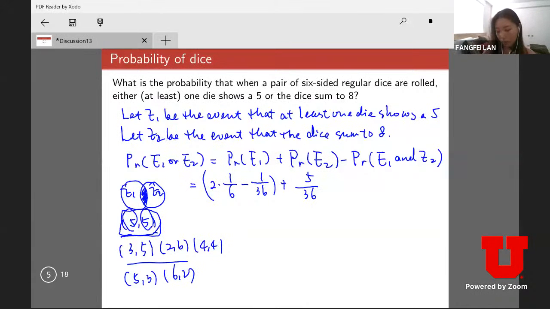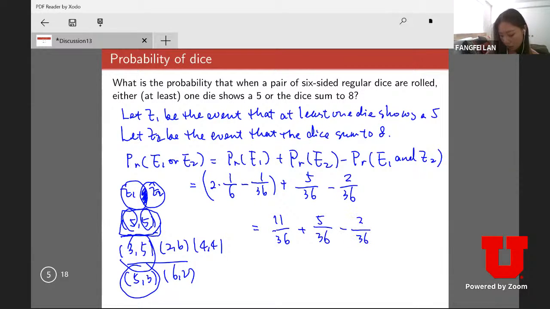Okay, what about them happening together? E1 and E2. The probability of E1 and E2 is what? When do you have an overlap? I think Justin said it. It's 5, 3, and 3, 5. Yep, okay. So that's minus 2 over 36. And that gives us 11 over 36 plus 5 over 36 minus 2 over 36. And that is 14 over 36, 7 over 18.